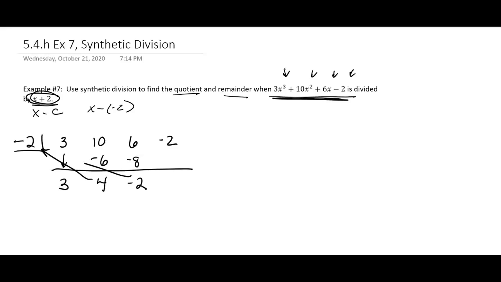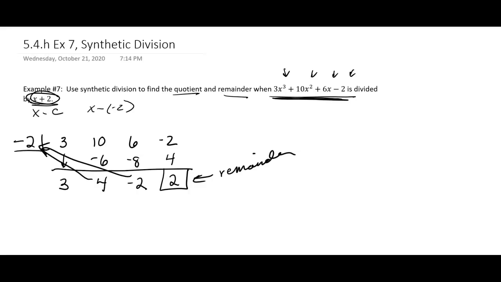And then again, we go back. We always go back to the box. Negative 2 times negative 2 is 4. And then negative 2 and 4 is just 2. And I always put a box around that last answer because that is the remainder. Okay, so that's just the work.